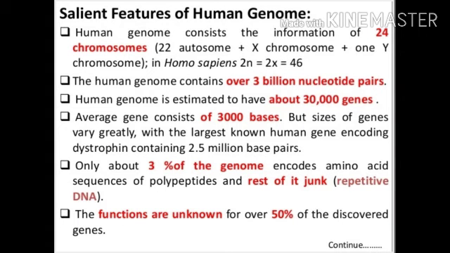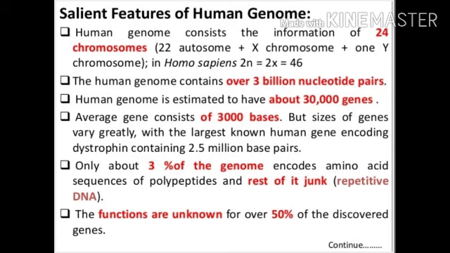Now the salient features of the human genome. The human genome basically consists of the information of 24 chromosomes: 22 autosomes, one X chromosome, and a Y chromosome if you are talking about the male. In Homo sapiens it is 2n, where n is the number of chromosomes, so 2 multiplied by 23 means 46 chromosomes. The human genome contains over 3 billion nucleotide base pairs. In 11th class you have already studied nucleotides and nucleosides.